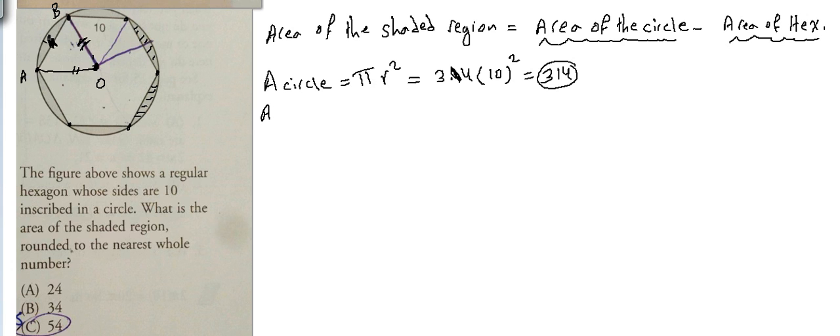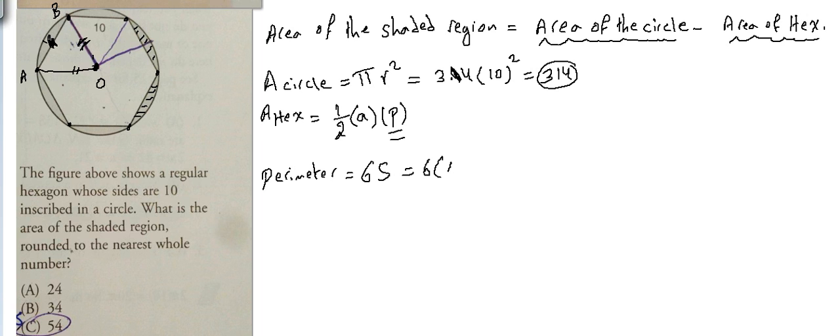Now what is the area of the hexagon? For the area of the hexagon, we have a formula. It's half the apothem times the perimeter of the hexagon. What is the perimeter of the hexagon? The perimeter of the hexagon is the sum of the sides of the hexagon, and all sides are equal, so 6 times the side.